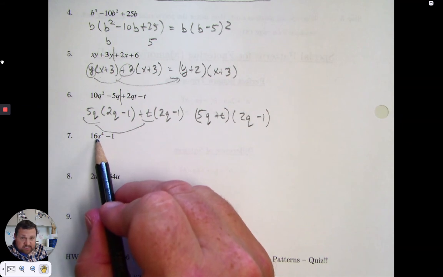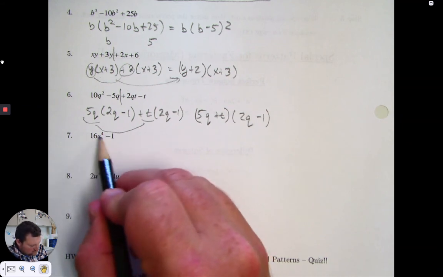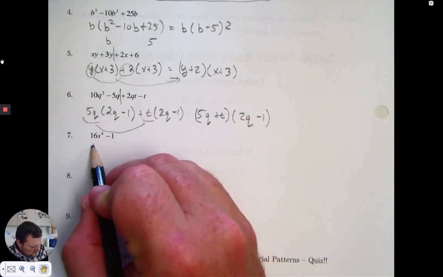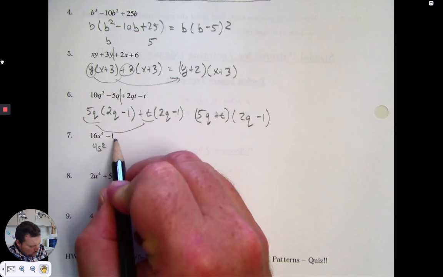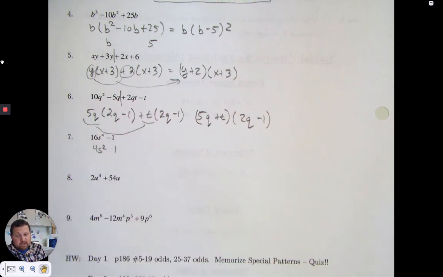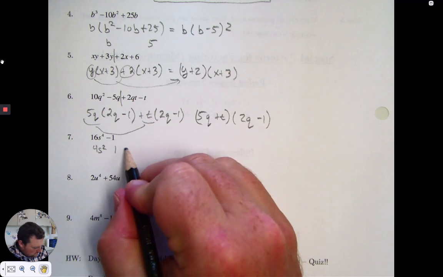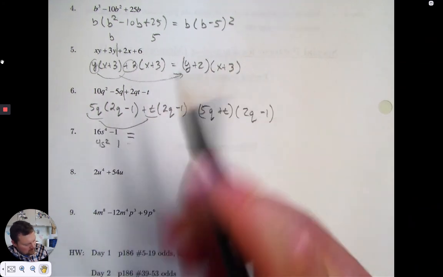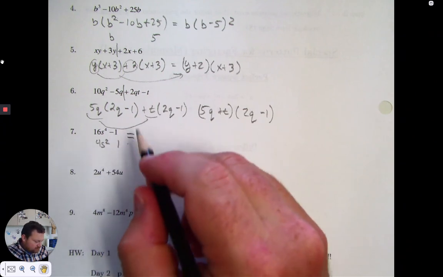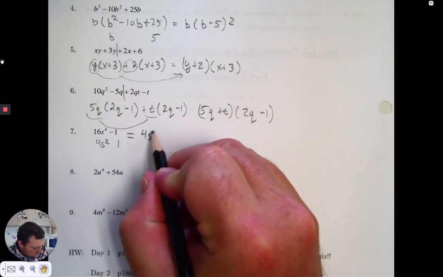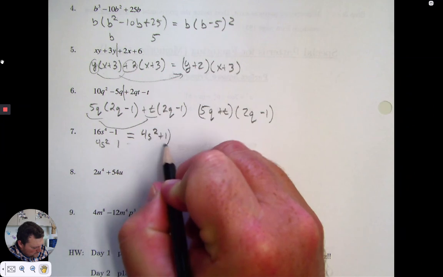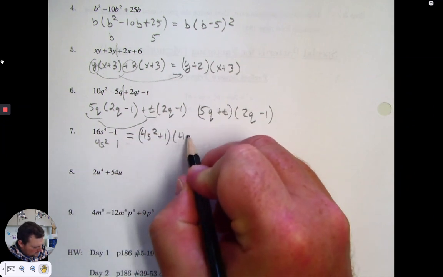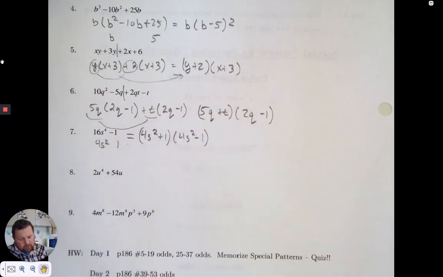On to number 7. We have a perfect square here, and the square root of that would be 4s squared, and the square root of 1 is always 1, perfect, we talked about that. So that means we can write this as a difference of perfect squares. So that's 4s squared plus 1 times 4s squared minus 1.